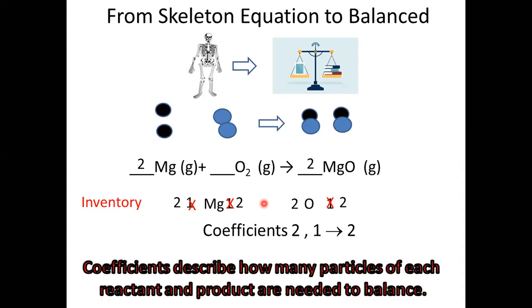So our balanced equation reveals we would need a 2 to 1, and that would create a 2 ratio. 2 particles, 1 particle, make 2 particles.